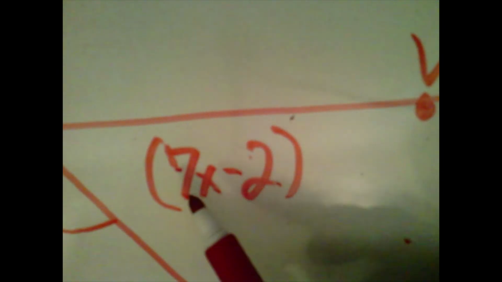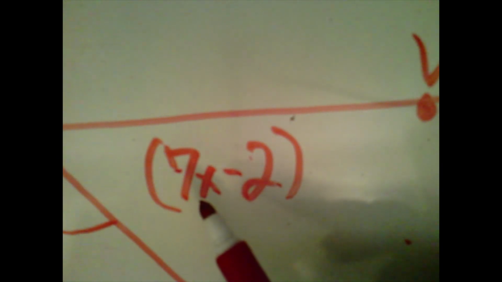Likewise, over here, what is 7 times 6? Well, one moment. 7 times 6 is 42. 42 minus 2 is 40. This is 40 degrees.